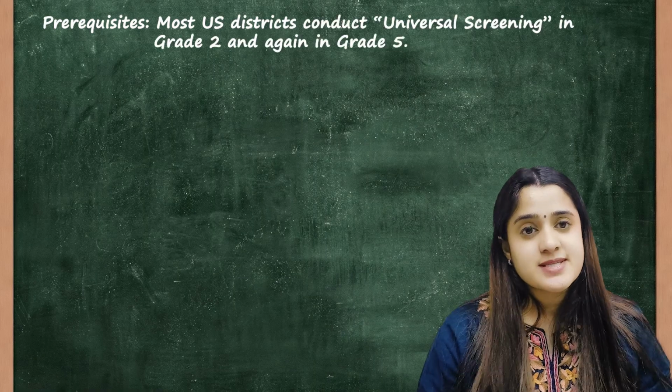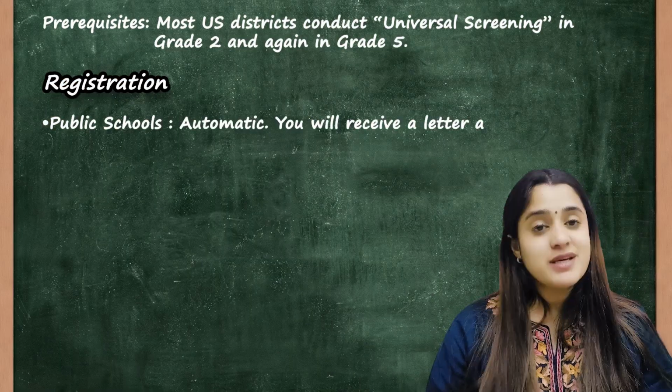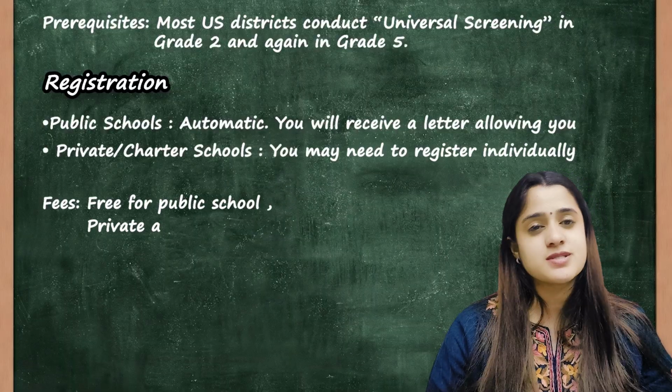Most US districts conduct universal screening in grade 2 and in grade 5. For public schools, registration is automatic. For private schools, you may need to register individually.